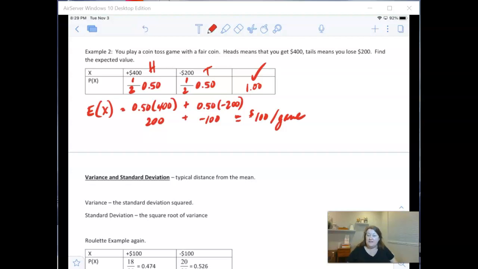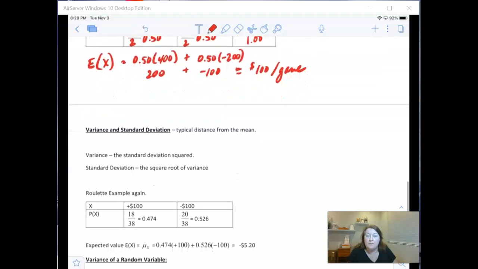Again, on average, after playing this game many, many times, this would be a good game to play. I should win overall about $100 every time I play this game, on average. That's a pretty good deal. All right, so we're going to come back and talk about this again with probability tables, but we're going to add in a couple more.